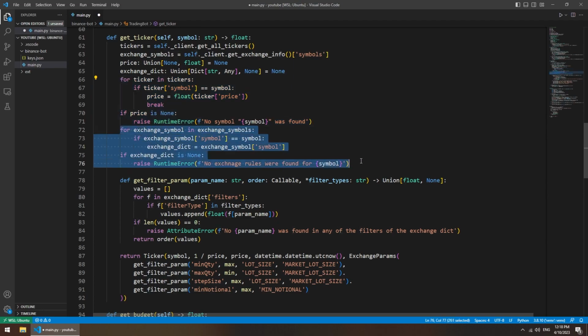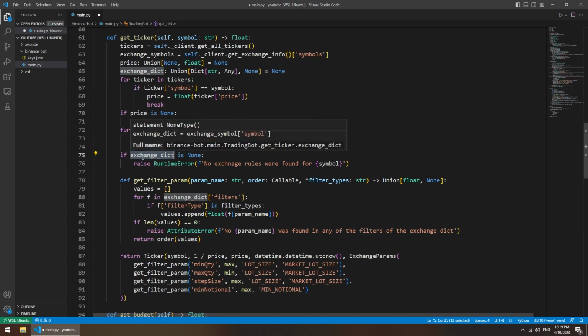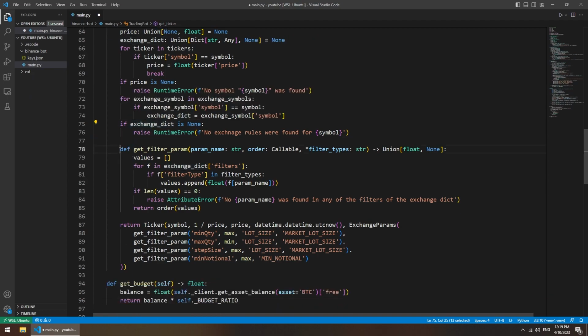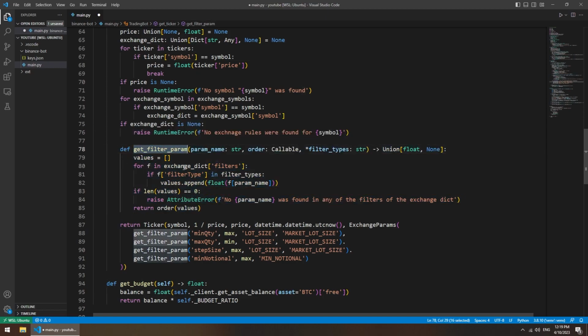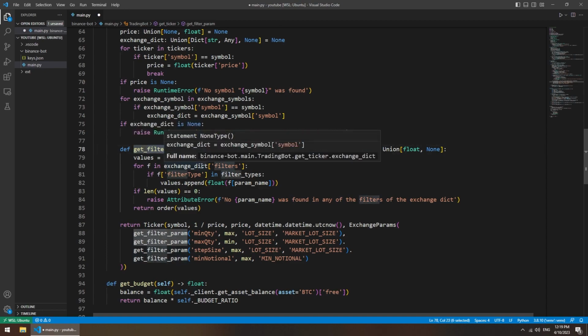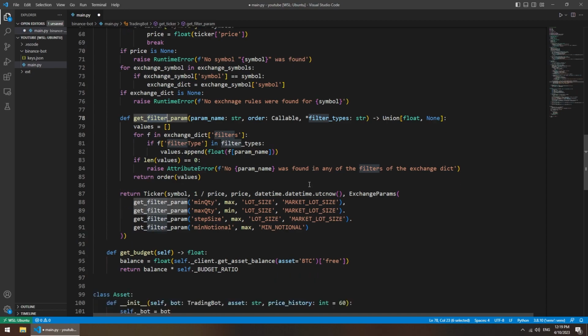And then we try to find the rules of the exchange for this symbol. We will save it in the variable that is named exchange dict. Then we define the helper function that helps us to find a filter. So Binance API calls those rules filters. So filter is a rule. You can see the official documentation in order to see all the filters. But what it does, it searches through this dict for a specific value and then uses the order function in order to sort the values that we found and return us the maximum or minimum value.